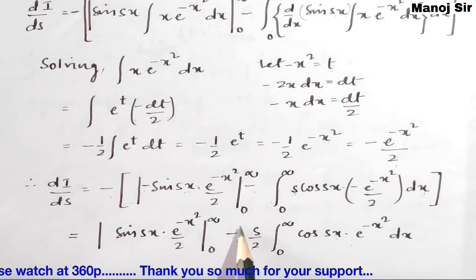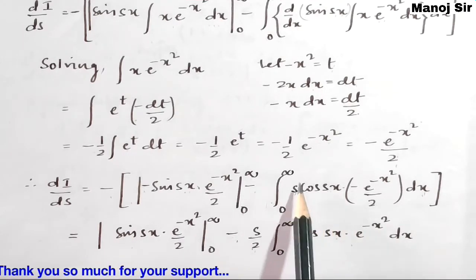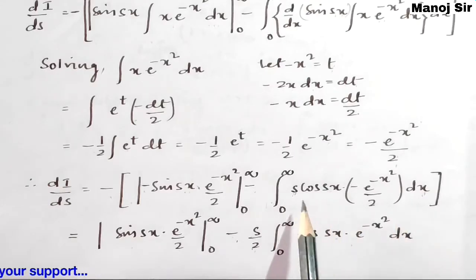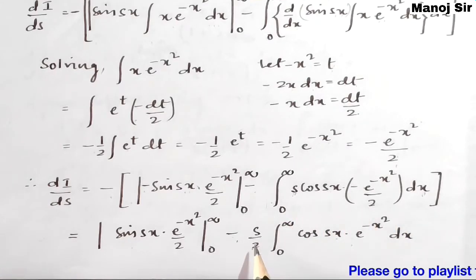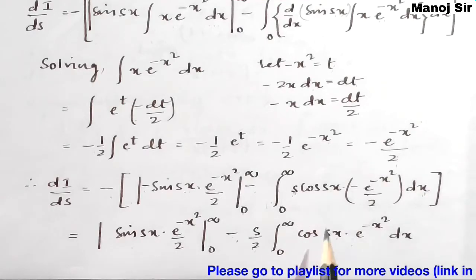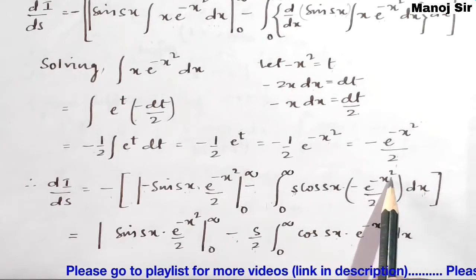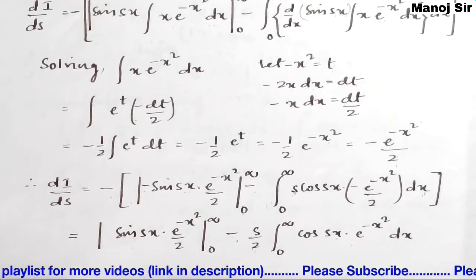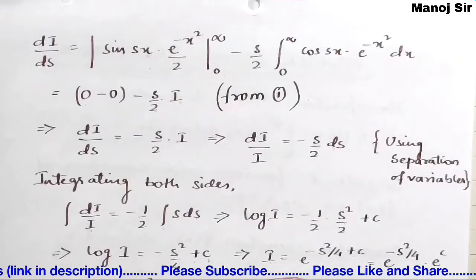Now coming to this part, this is negative. Since we are integrating with respect to x, we can take this s as constant, so s upon 2 will be taken common. Integration of cos sx into e to the power minus x square. So let us solve this part.